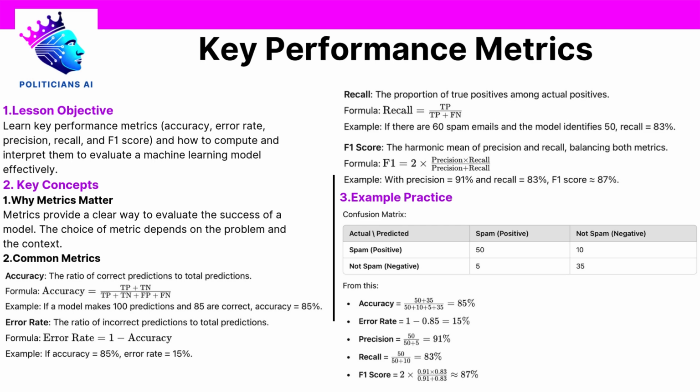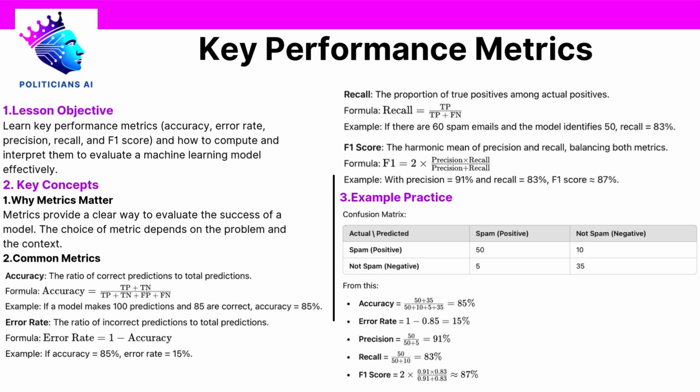To wrap up the lesson, let's quickly review what we've learned. Performance metrics are essential for evaluating machine learning models, but the key is to choose the right metric for the task. Accuracy and error rate are good for getting a general sense of performance, but they may not tell the full story when the data is imbalanced or when different types of errors have different consequences. Precision helps us understand how reliable our positive predictions are, recall tells us how many actual positives we're catching, and the F1 score gives us a way to balance precision and recall.